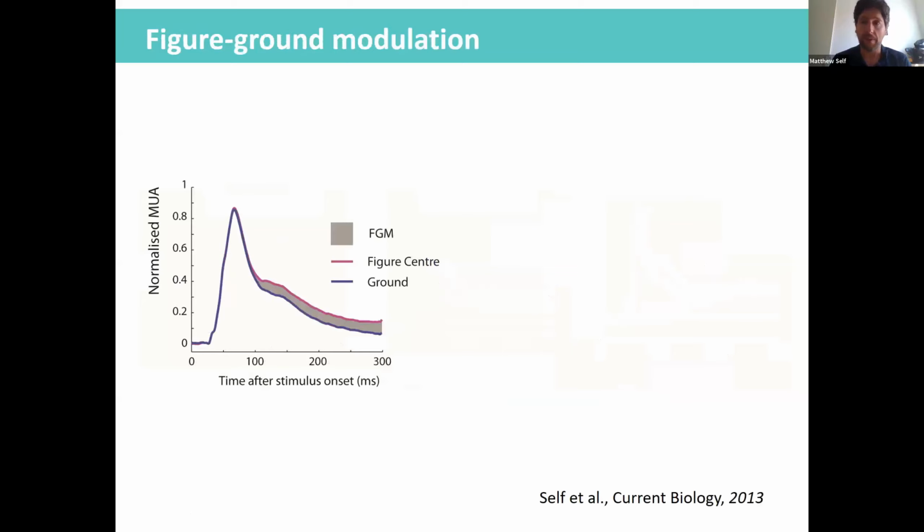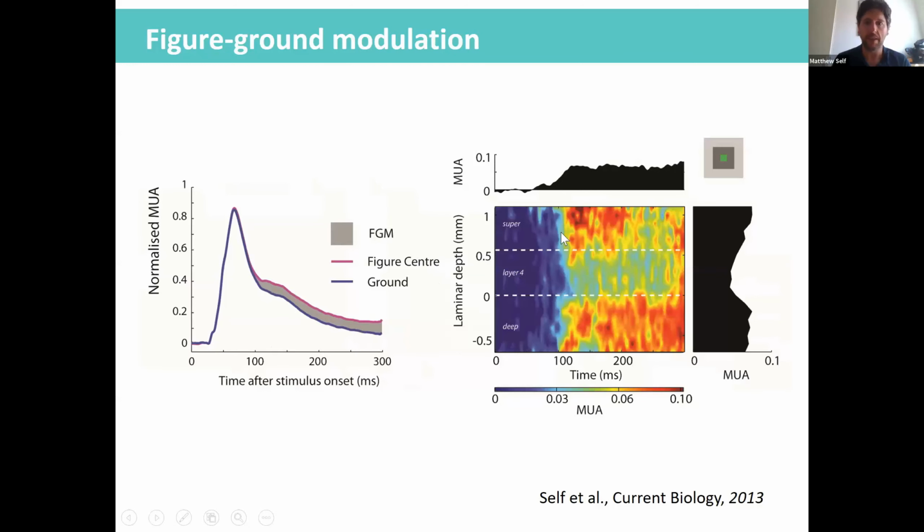Now, this is just averaged across all the layers, but if we actually split out the figure-ground modulation into the different layers, then what we see is this laminar profile here. So this is figure minus ground. Again, depth is on the y-axis and time is on the x-axis. And what you see is for the first 100 milliseconds, there is no difference between figure and ground, so the modulation is 0. But at 100 milliseconds, we start to see increased spiking in the deep layers and superficial layers, and not so much in layer 4. So we see this U-shaped profile with higher spiking activity in superficial layers and deep layers.